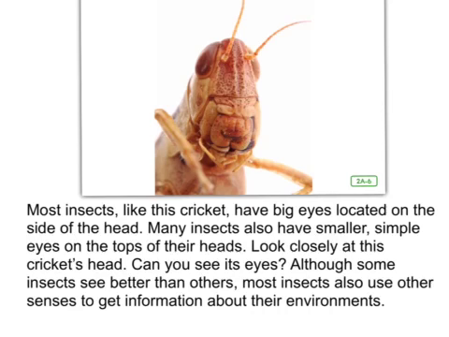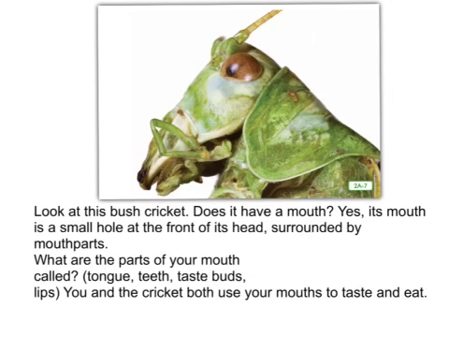Look closely at this cricket's head. Can you see its eyes? Although some insects see better than others, most insects also use other senses to get information about their environments. Look at this bush cricket. Does it have a mouth? Yes, its mouth is a small hole at the front of its head, surrounded by mouthparts.